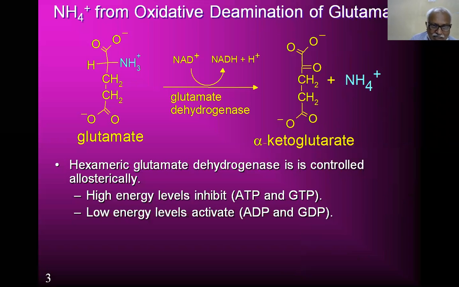This is most important. Glutamate dehydrogenase is controlled allosterically. High energy inhibits it. Low energy levels activate this. These two things you have to remember for Viva.